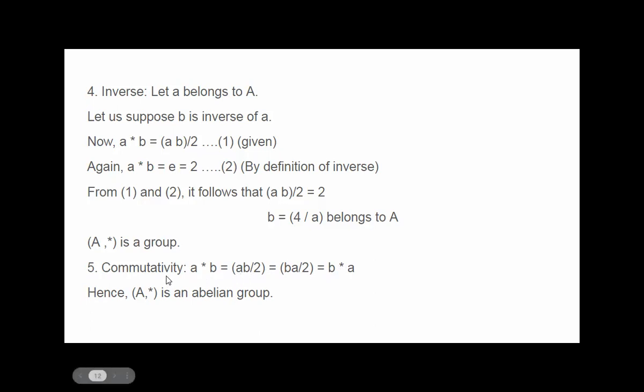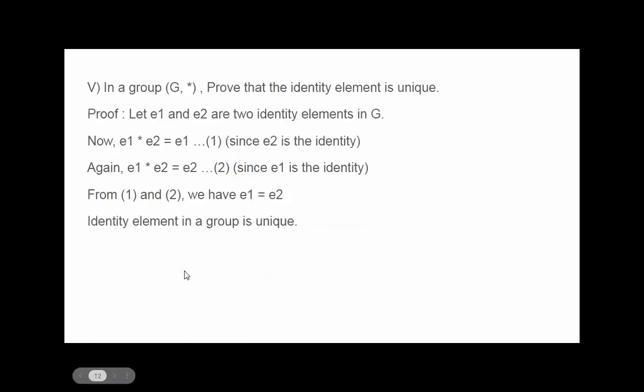Here we can say for commutativity. Both are giving the same result, whether it will be AB or BA, because it is the multiplication. So we can say that it is an abelian group too. Why? Because A star B is equal to B star A. It is not only the group, it is the abelian group, because it also possesses the commutativity. This one was the example.